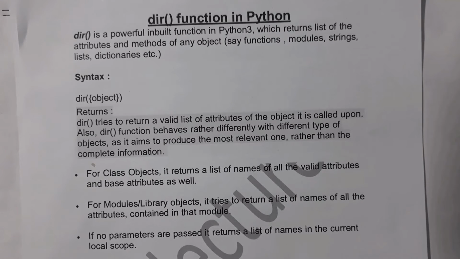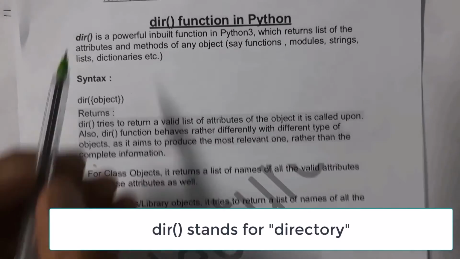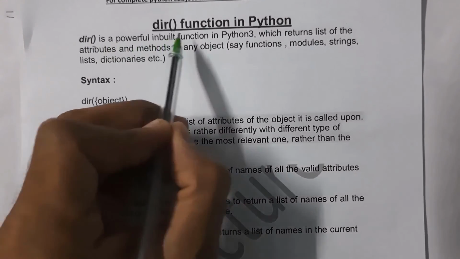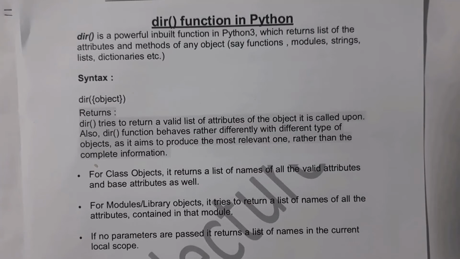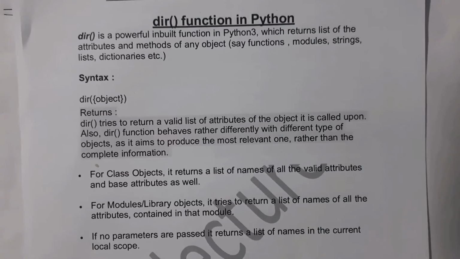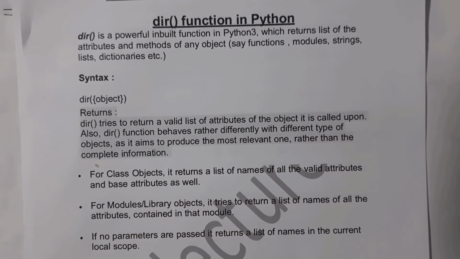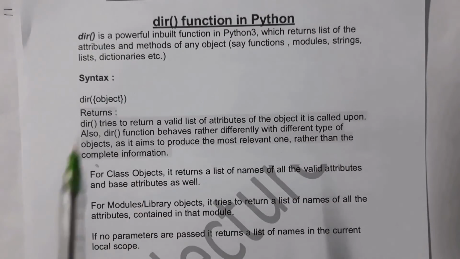Next I will explain what is the use of the dir function, where dir is a powerful inbuilt function in Python 3. For example, if you give any object, then this dir function will return all attributes and methods supported by that particular object. Either it can be functions or modules or strings or any other object. The dir function will return attributes and methods of that particular object.